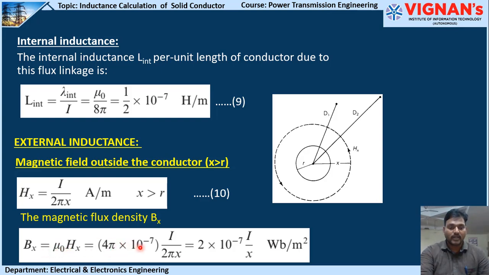So substitute that 4 pi into 10 power minus 7 I by 2 pi x. So you get 2 into 10 power minus 7 I by x Weber per meter square. Next we determine what is the magnetic flux. Take it as equation number 11.